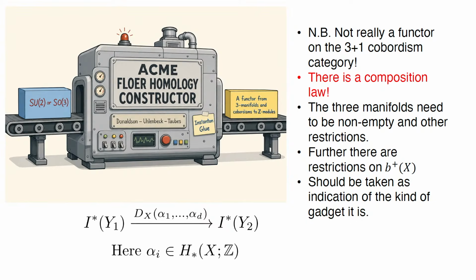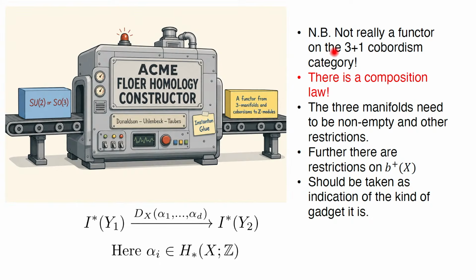You can kind of do that. You can construct a kind of functor. So if you have a pair of 3-manifolds and a 4-manifold with a collection of homology classes, then there's a well-defined map sometimes.